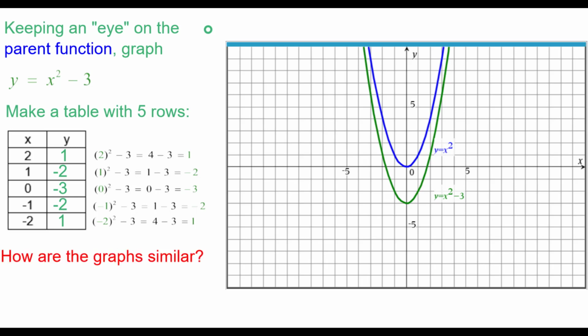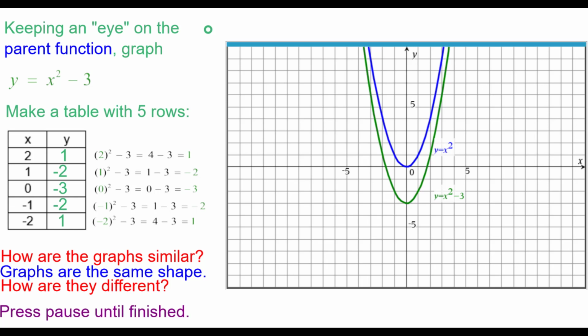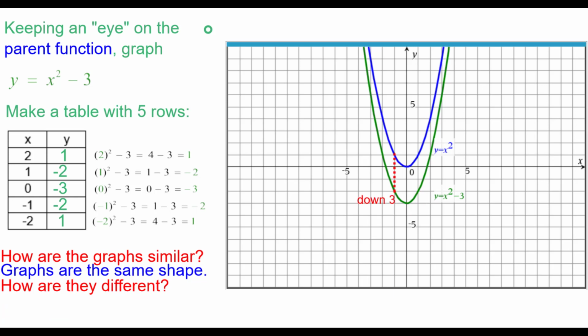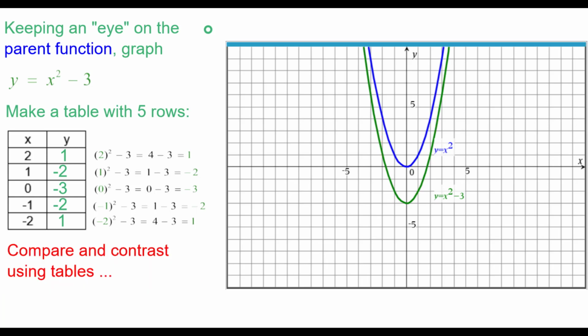So how are the graphs similar to one another? Well, they are the same shape, but how are they different? Press pause until you've thought about that for a few seconds. Well, you'll notice that from blue to green, it's down 3. Blue to green from that point, down 3. And from that point, down 3. And from that point, down 3.